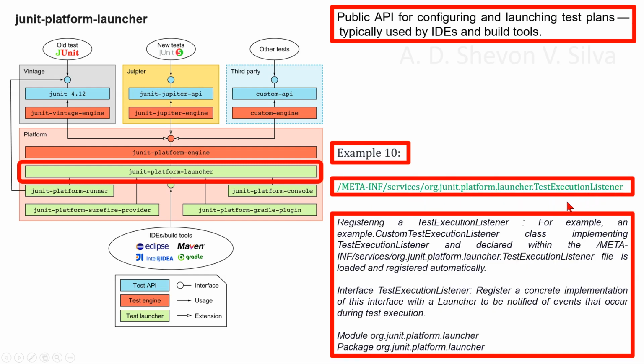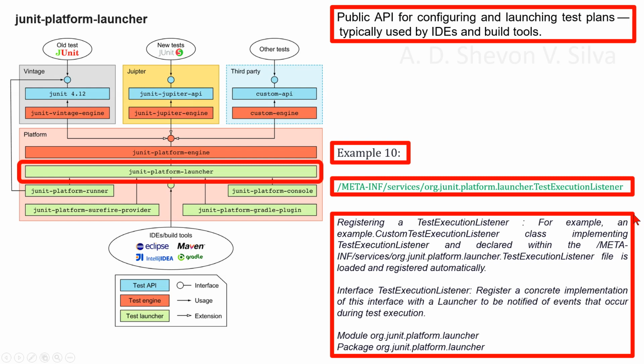As an example 10, we can consider registering a test execution listener. For example, an example.CustomTestExecutionListener class implementing TestExecutionListener and declared within the /META-INF/services/org.junit.platform.launcher.TestExecutionListener file is loaded and registered automatically. The interface TestExecutionListener: register a concrete implementation of this interface with a Launcher to be notified of events that occur during test execution. This is in the module org.junit.platform.launcher and package org.junit.platform.launcher.